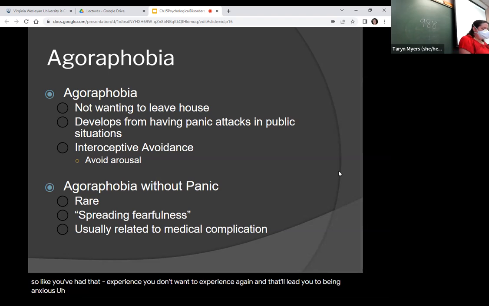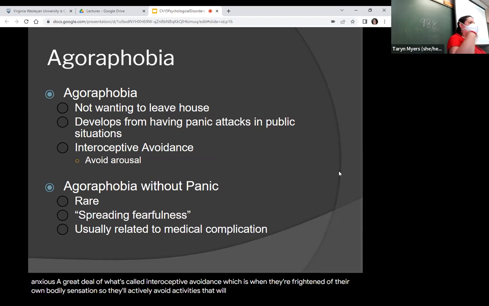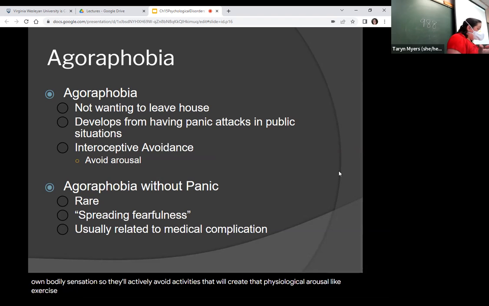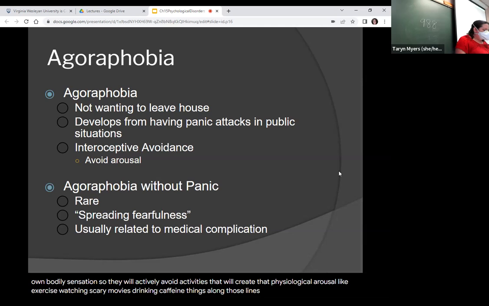They show a great deal of what's called interoceptive avoidance, which is when they're frightened of their own bodily sensations. So they'll actively avoid activities that will create that physiological arousal, like exercise, watching scary movies, drinking caffeine, things along those lines. You can have it without ever having a panic attack, but it's a little more rare.